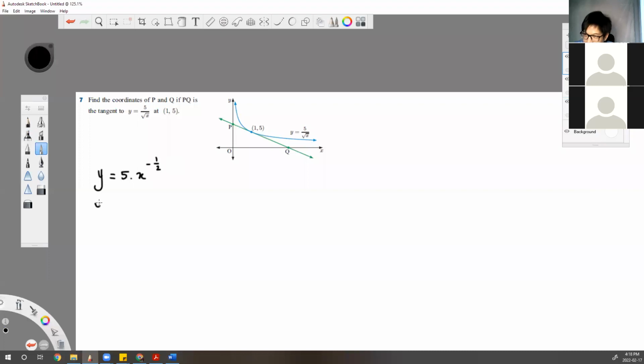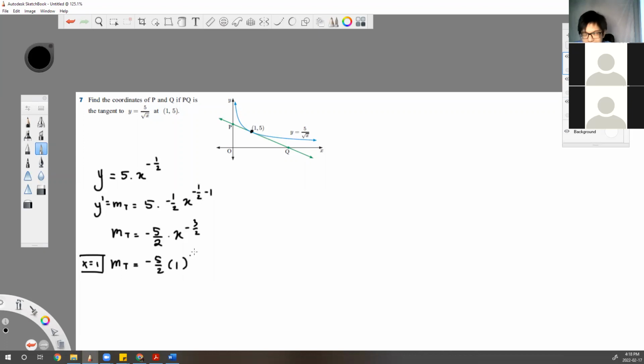Now the gradient of the tangent line is equal to 5 times -1/2 x to the power of -1/2 minus 1. I have to do it slowly and in detail. -5 over 2 x to the power of -3/2. And if you have x as 1 and y equals 5, you put x = 1 in this tangent equation. So -5 over 2. Okay, thank God it's 1. Why? Because 1 to the power of any number is always 1. So m_t equals -5/2.